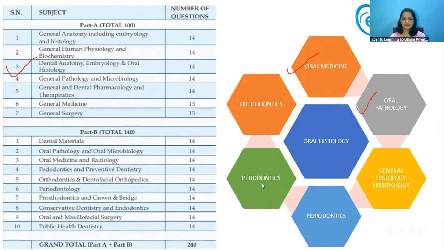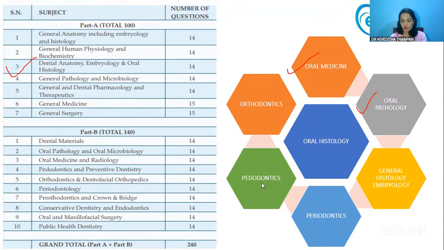Especially if you look at the developmental disturbances, salivary glands, bone chapters, and all those things. If the basics in oral histology are thorough in your mind, then these pathologies are really simple. Because if you understand what is normal, then the abnormal becomes much easier to understand also. This is the basic one. So yes, medicine and pathology can be easier.